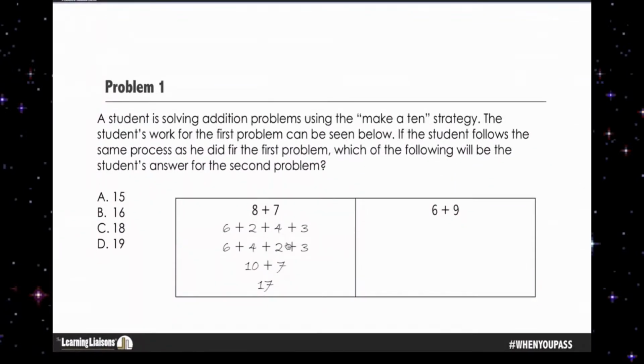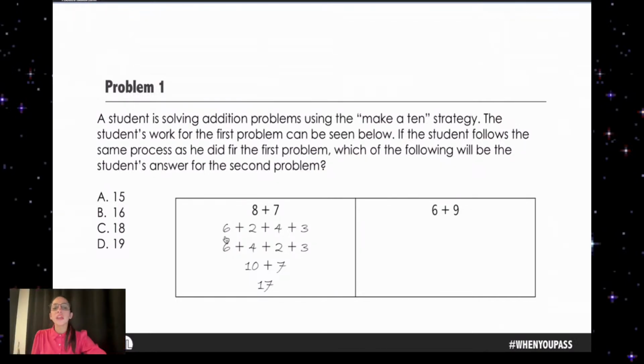A student is solving an addition problem using the make a 10 strategy. The student's work for the first problem can be seen below. If the student follows the same process as he did for the first problem, which of the following will be the student's answer for the second problem?